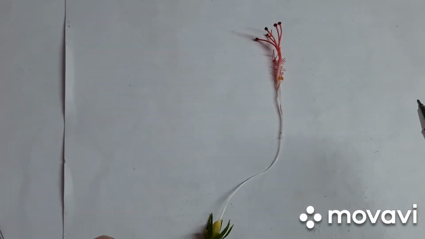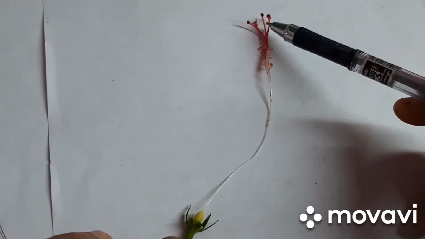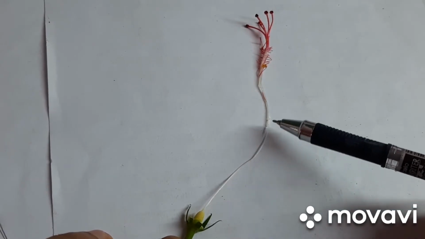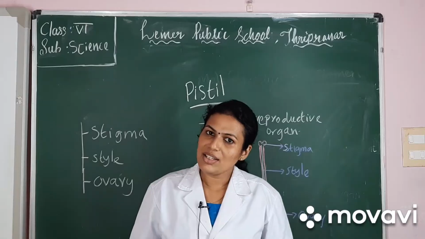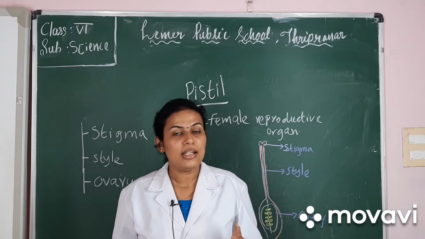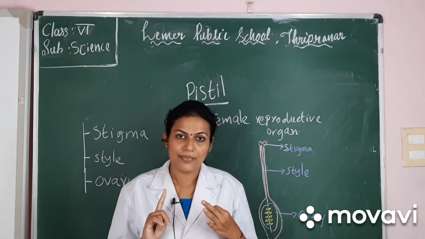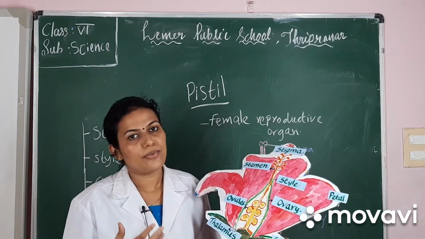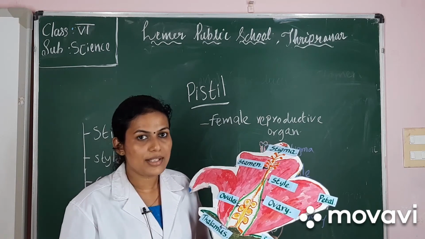So children, this is the pistil of hibiscus flower. Here you can see the stigma, the style which connects the stigma and ovary, and the swollen part called ovary. And dear children, I hope you have understood the four parts of the flower, that is sepals, petals, stamen and pistil. Teacher has also brought a model of hibiscus flower where you can see all these parts.